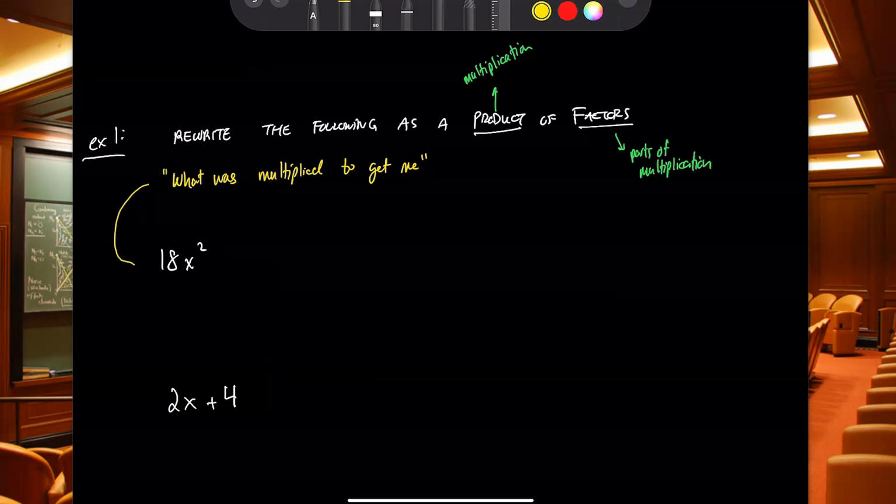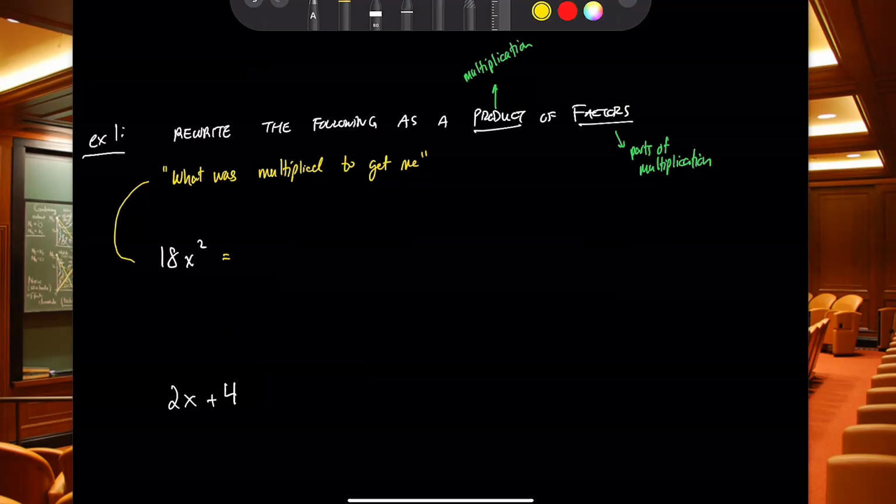So if we just look at this 18x squared, we could think, what was multiplied to get me? Well, what are the different ways we could break this up? Well, we know that 18 can be written as multiplication of factors. We could write it as 2 times 9 times x squared. That would be one way to write this. I could also write it as 2 times 3 times 3 because 9 is really 3 times 3. And I can't break these down anymore because these are what we call prime numbers. Remember, prime numbers means they have no other factors besides 1 and itself.